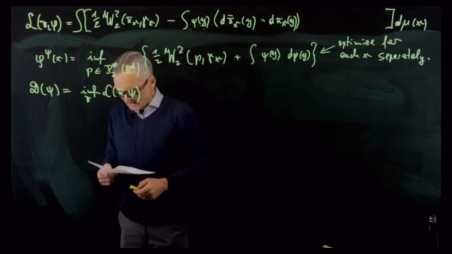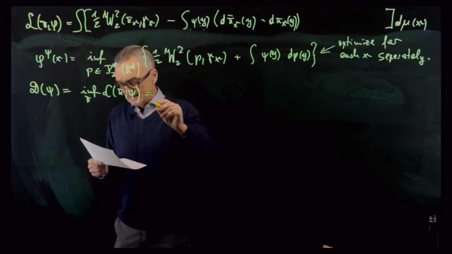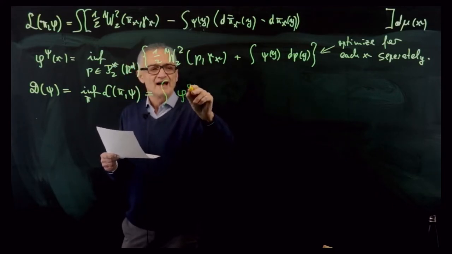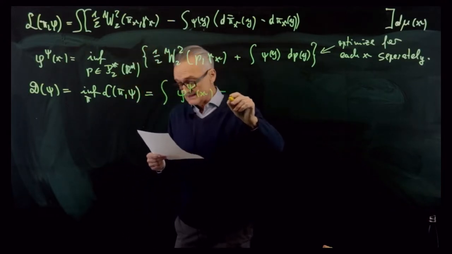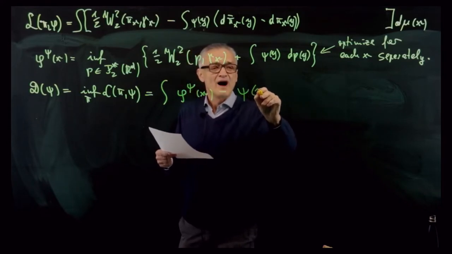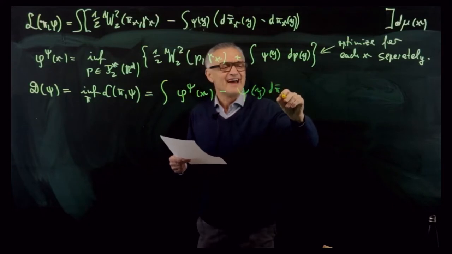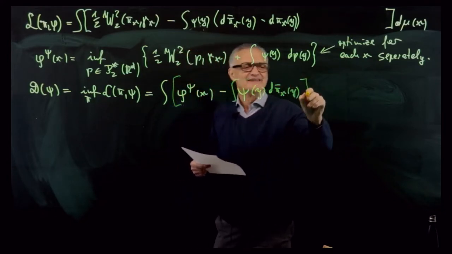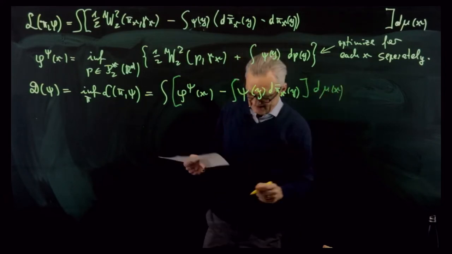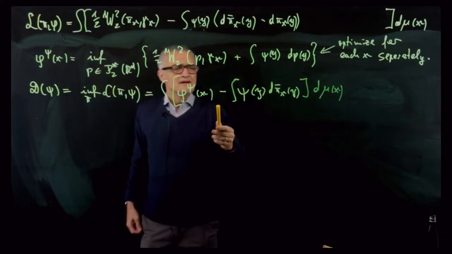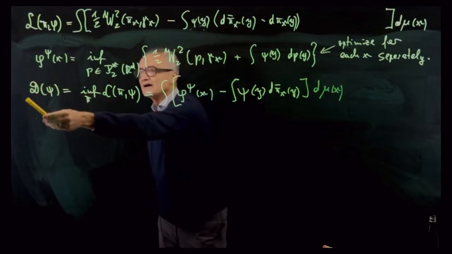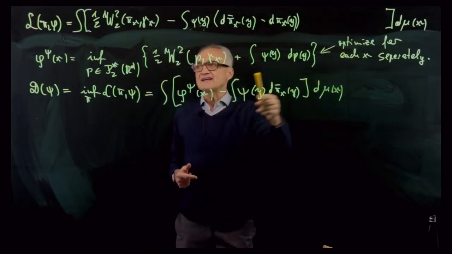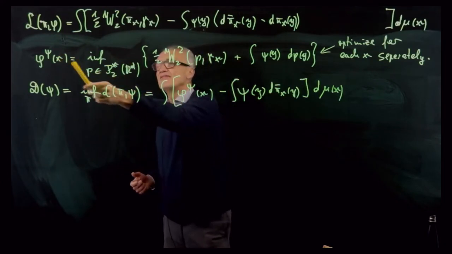So therefore, we can write this thing here in the following way. This is equal to the integral of phi psi of x, and then we have minus psi of y d p bar x of y, okay, integral, and this thing here, the mu of x. So what you do, in order to get the dual value function, is optimize separately for each x, and then you get this optimal value, which is the phi psi of x.